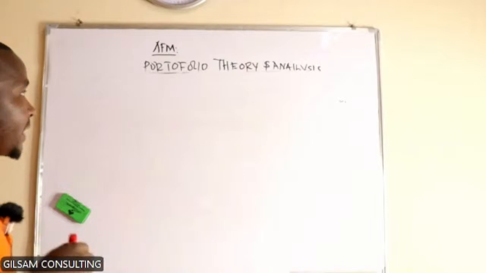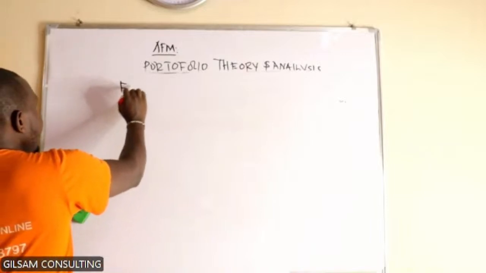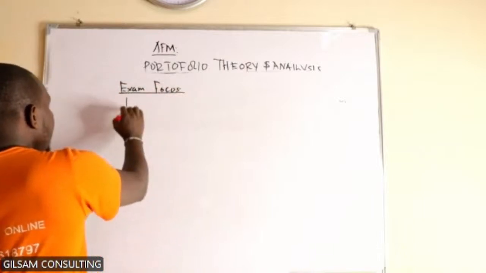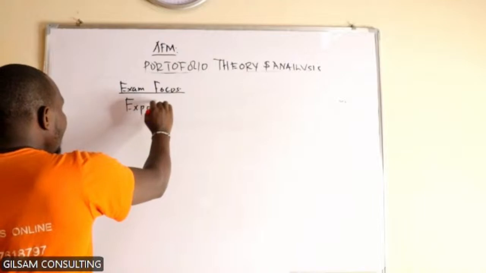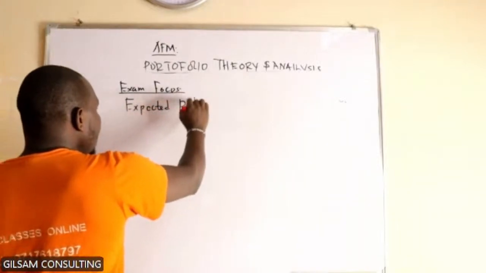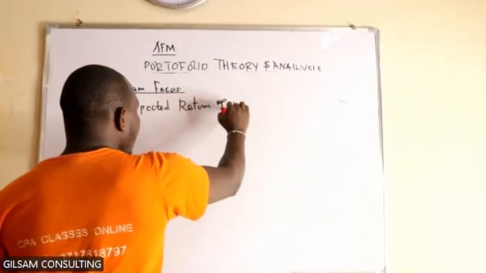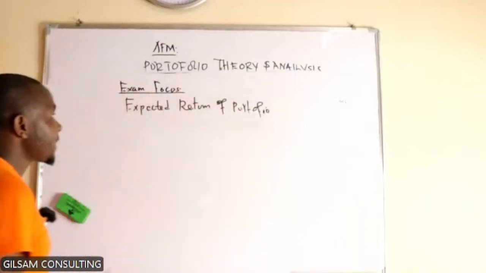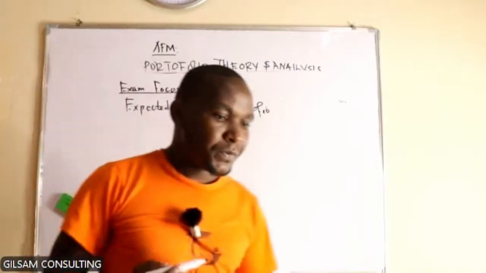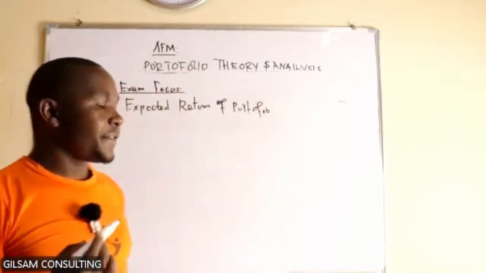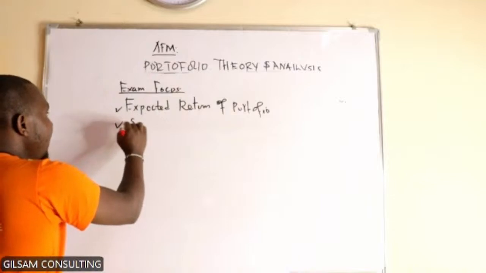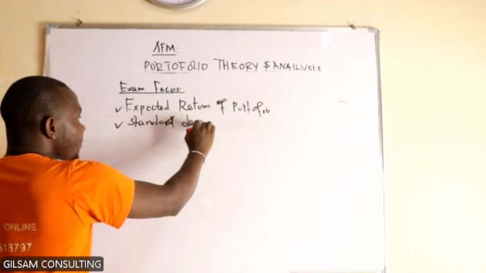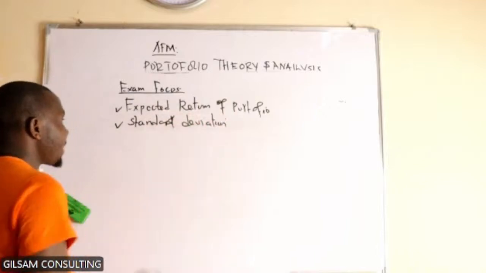So the examiner's focus is this: the probability remains the same, 0.3, 0.45, 0.25, multiplied by the returns of 10, 14, 15. That is how to calculate the expected return of the portfolio. You also need to know about the standard deviation. So let's get the returns and the deviation. The examiner will also ask that.